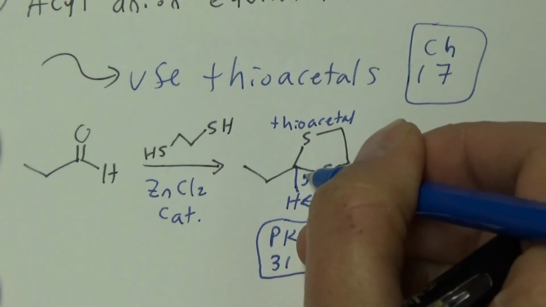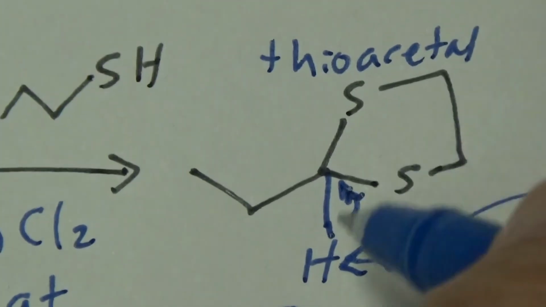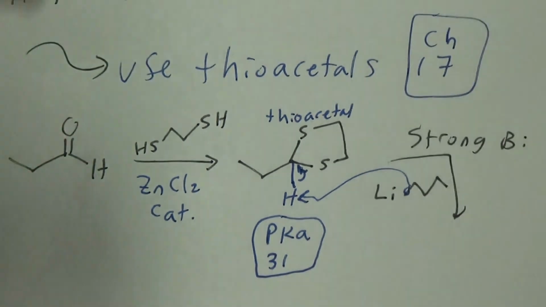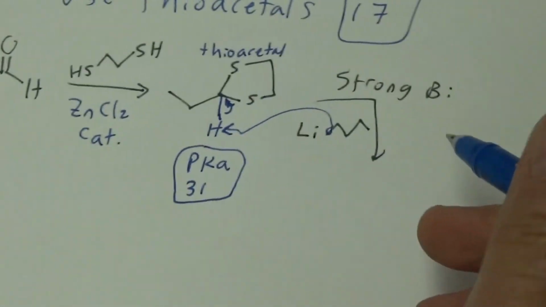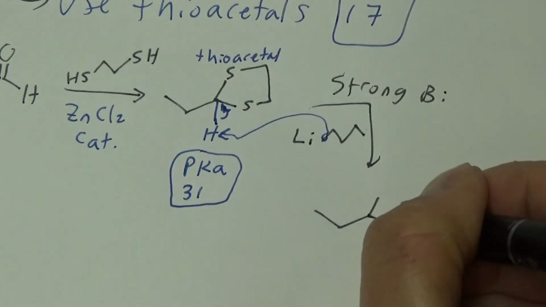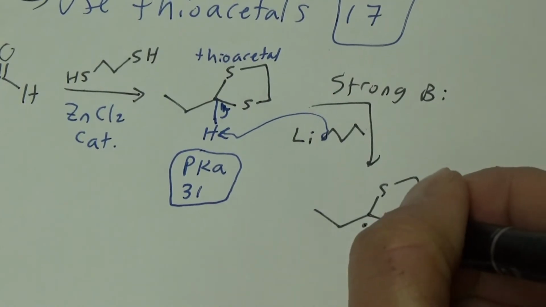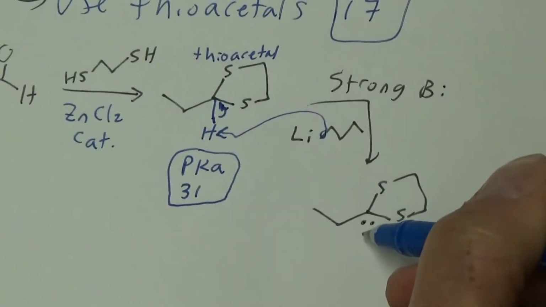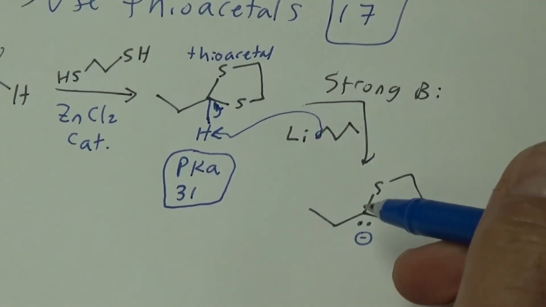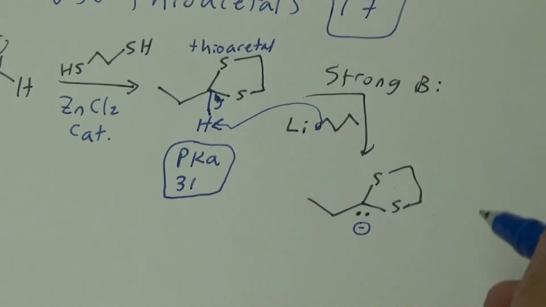So it pushes the electrons onto the carbon. The electrons are going onto the carbon there. And what does that look like? We rip off the proton, and now we have sulfur, carbon, carbon, with a negative charge. So this is our acyl anion equivalent.